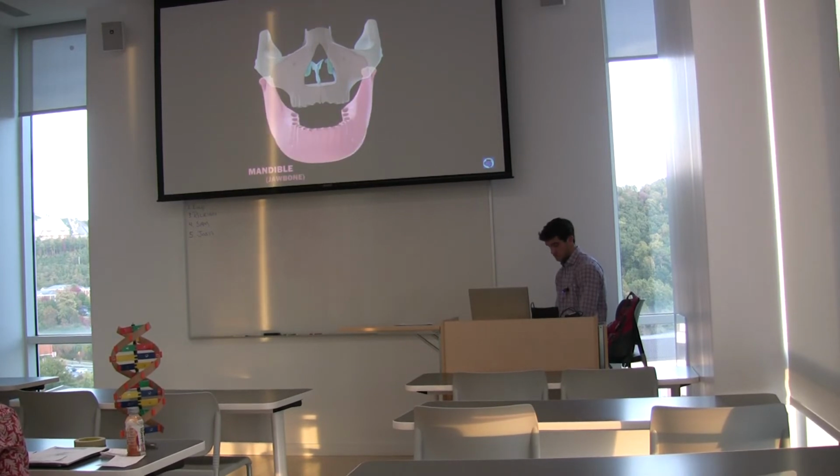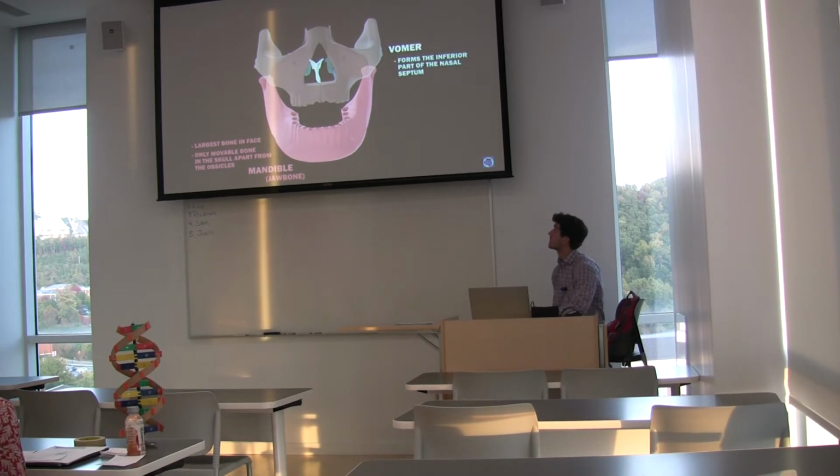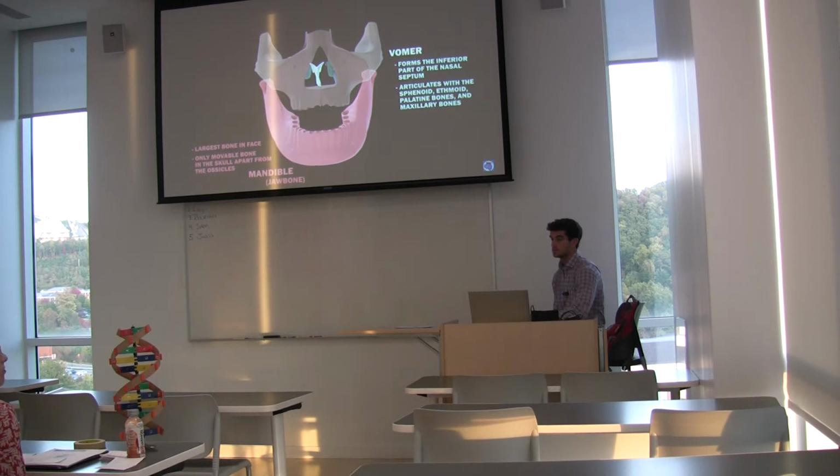The mandible is your jawbone. It is the largest bone in the human face and is the only movable bone in the skull apart from the ossicles. The other unpaired facial bone is the vomer, which forms the inferior part of the nasal septum and articulates with the sphenoid, ethmoid, palatine bones, and maxillary bones.